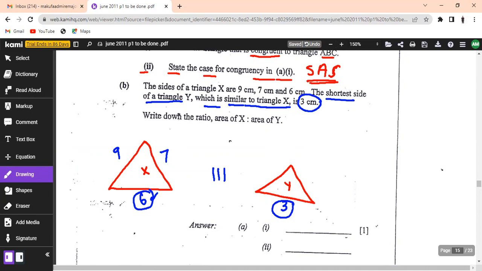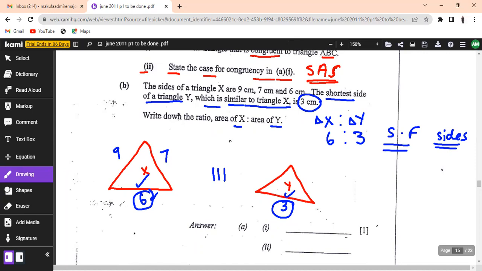Okay. The question is, write down the ratio of area of triangle X to area of triangle Y. Remember that from similar figures, because this side and this side correspond, the 6 here on triangle X as to the 3 on triangle Y. This is triangle X as to triangle Y. This is just your scale factor. Why? Because it is taken from corresponding sides. And I told you guys, from sides, you obtain scale factor.